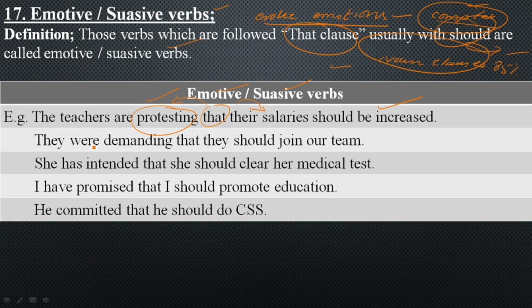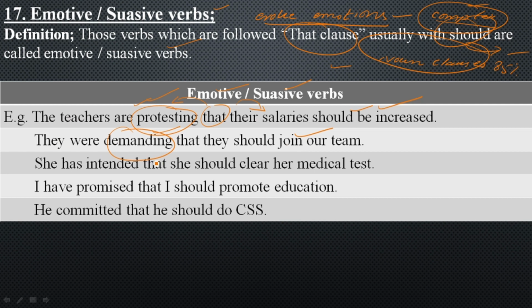In the same way, they were demanding that they should join our team. Why were they demanding that? They were demanding that they should join our team. Here the word demand is your emotive or suasive verb. If I say the teachers are protesting, a question arises: why do they protest? For that you have to use the next clause, that their salaries should be increased. And why were they demanding? Just for the sake of joining our team.